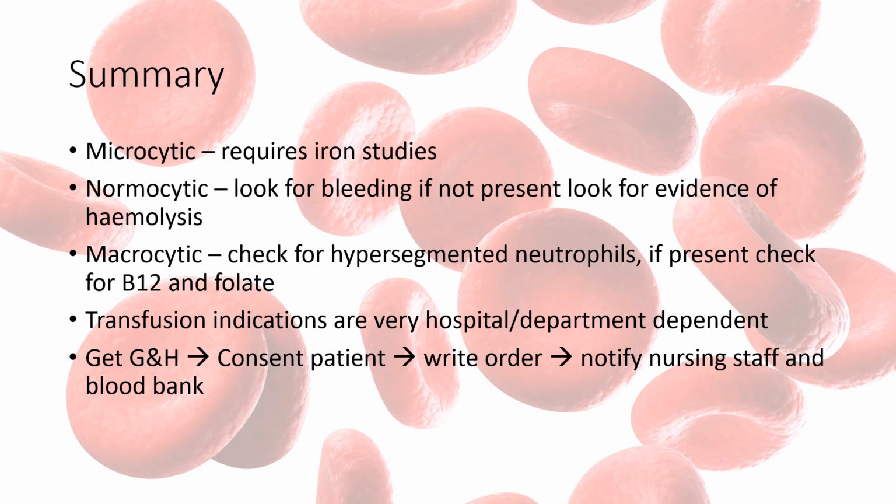If there is a macrocytic anemia, remember to look down the microscope to check for any hypersegmented neutrophils. And if they are present, you have a megaloblastic anemia. And remember to check the B12 and folate levels in this case. Remember, transfusion indications are very hospital and department specific, but should be considered in any patients that are profoundly anemic or may be actively bleeding.